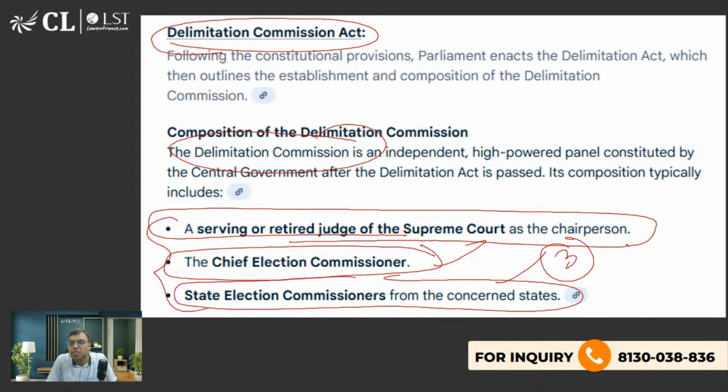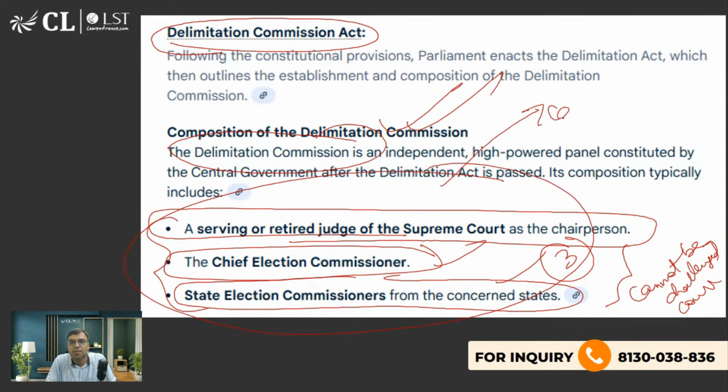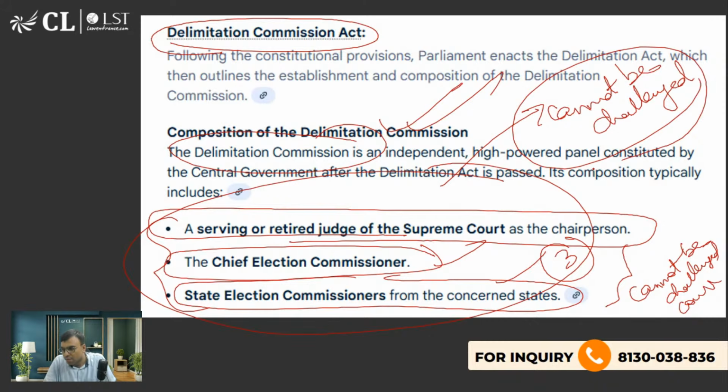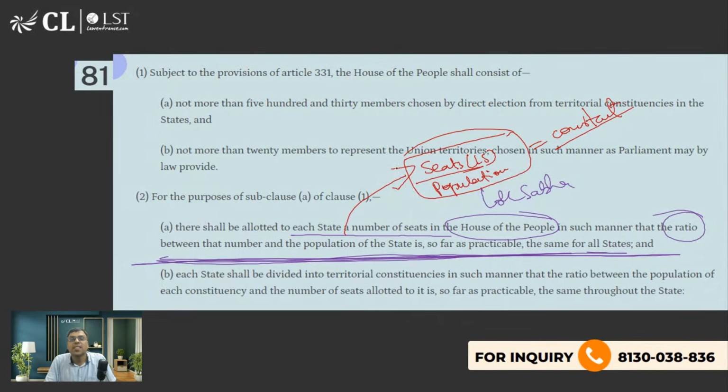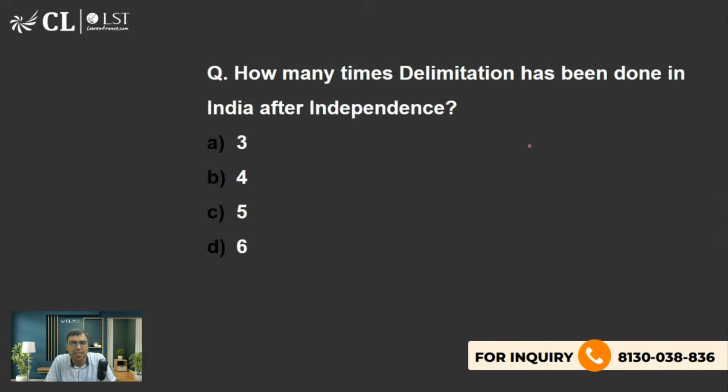Please be aware, according to the Constitution and the Supreme Court, it cannot be challenged in court. You should know this. This is very, very, very important. The decision taken by the Delimitation Commission of India cannot be challenged in court. Even if it appears to be an extreme statement, it is true. Okay, remember it. Now, why is the seats to population ratio constant? So that people are properly represented, right.